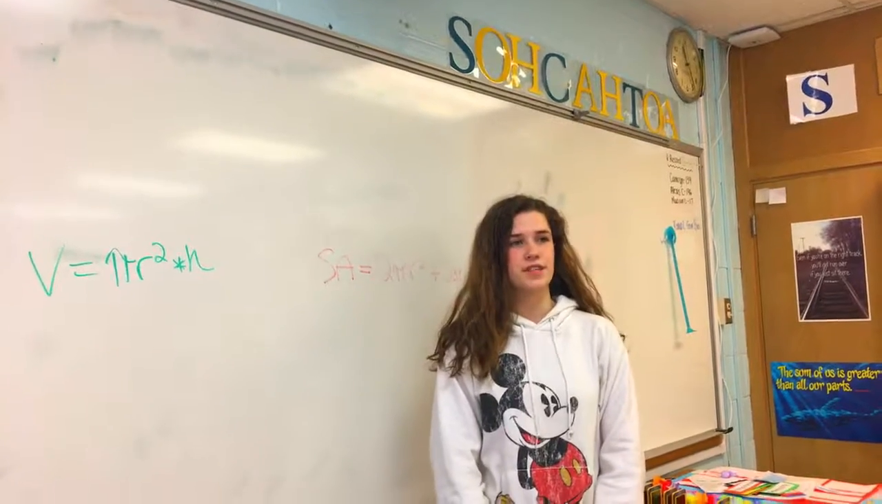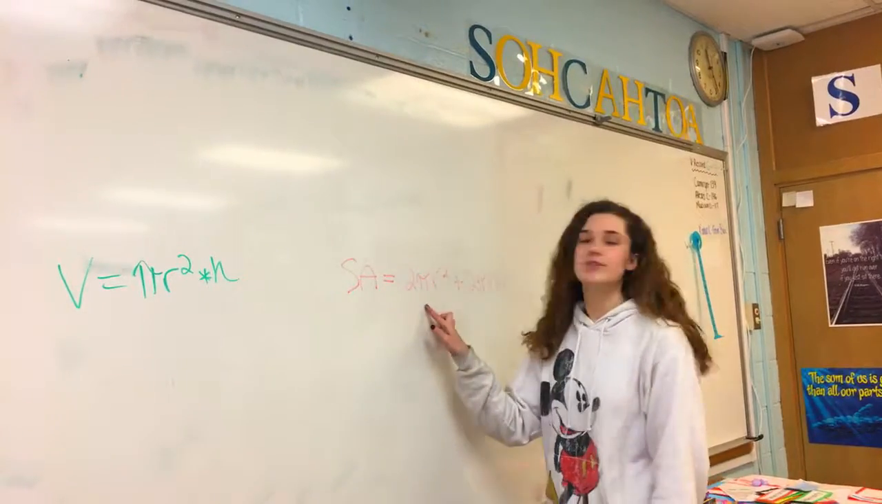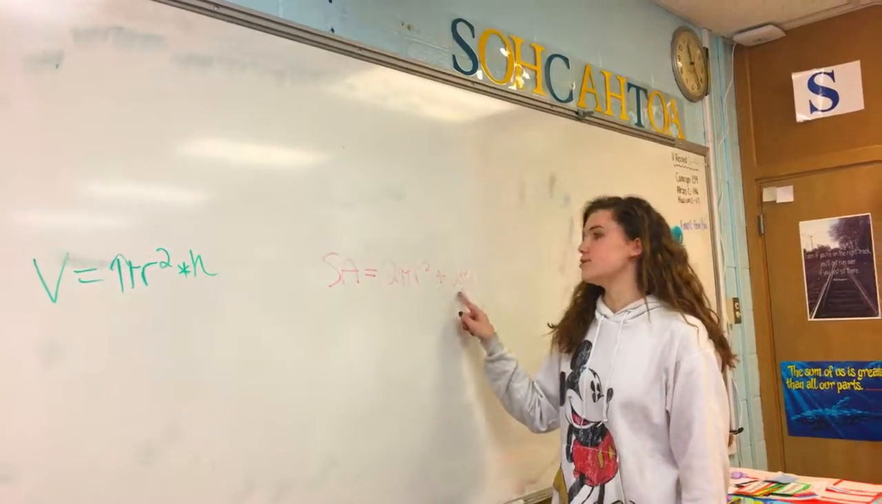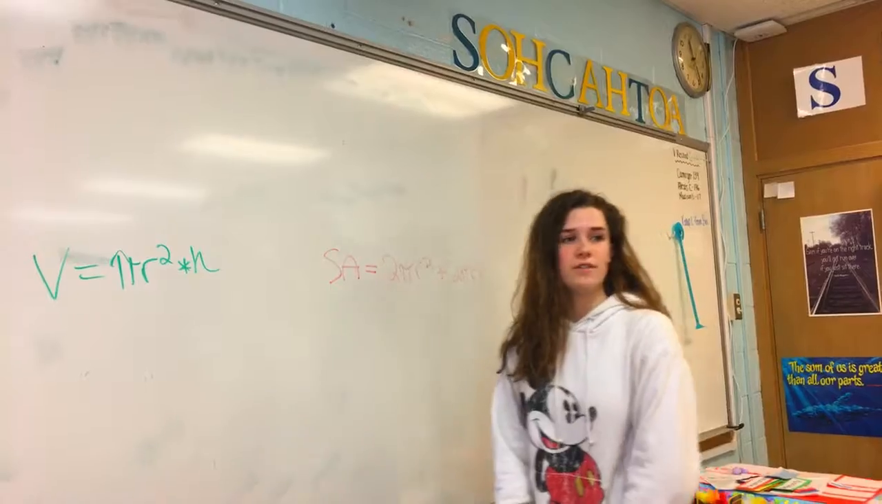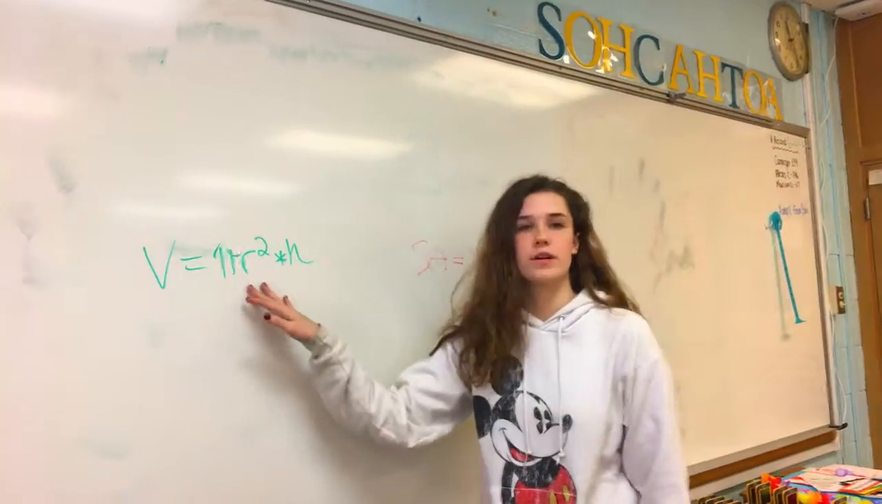To reiterate, the surface area of a cylinder is 2 pi r squared plus 2 pi r h, and the volume of a cylinder is pi r squared times h.